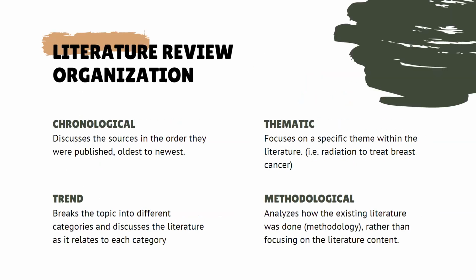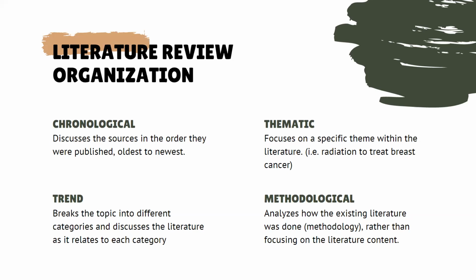Okay, so we talk about synthesizing our findings. We talk about, how do we communicate our findings to our audience? So let's break down some different ways that you can do that. Now, there are many different ways that you can organize a literature review. Oftentimes your faculty or your field of study will say, we prefer this, or this is ideal. Some of the heavy hitters, if you will, we have chronological, thematic, trend, and methodological.